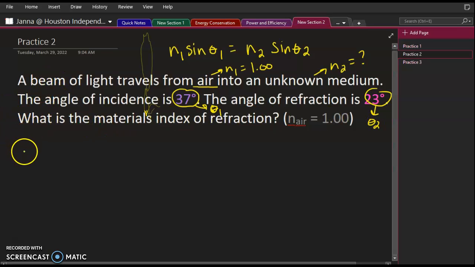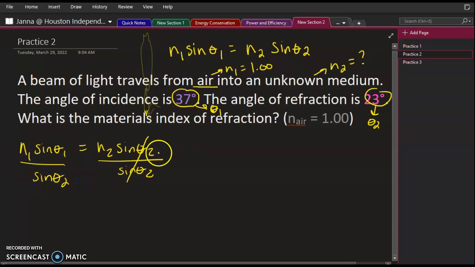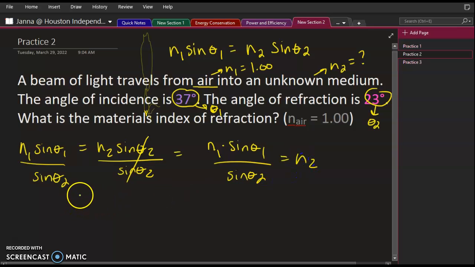We're looking for N2, so rewriting the Snell's law equation, N1 sine theta 1 equals N2 sine theta 2, divide both sides by sine theta 2. This isolates N2. So into the calculator, we will plug N1 times sine theta 1 over sine theta 2. This will equal N2. N1 is just 1.00 times sine of 37 degrees divided by sine of 23 degrees.